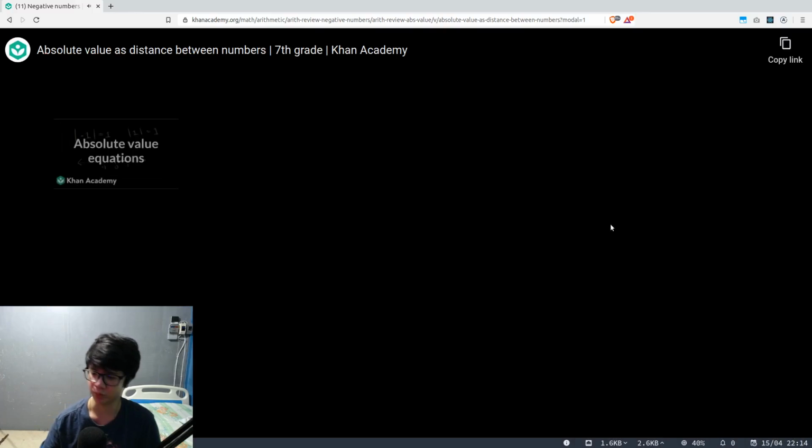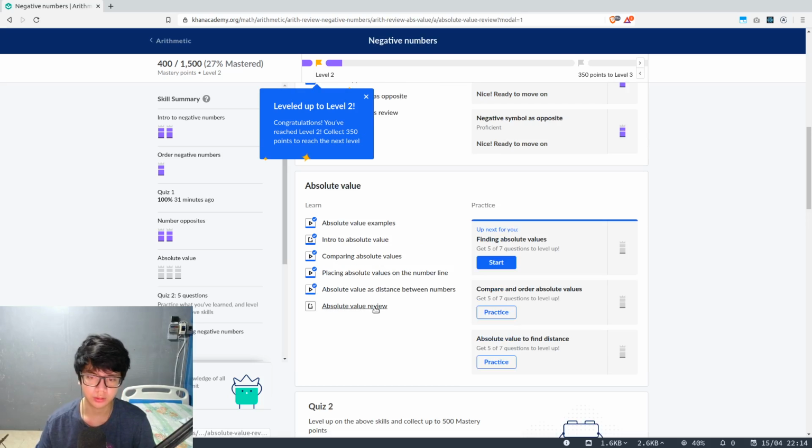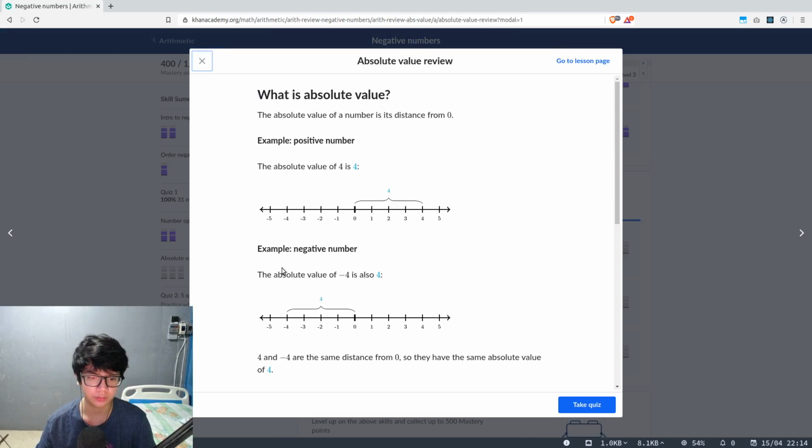Distance between 2 points formula. I want it squared. Wait, what? Distance from 0 positive absolute value 4.